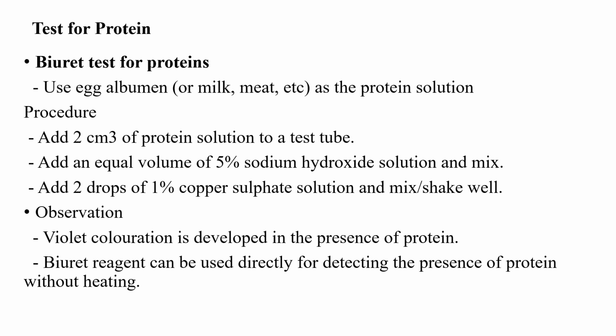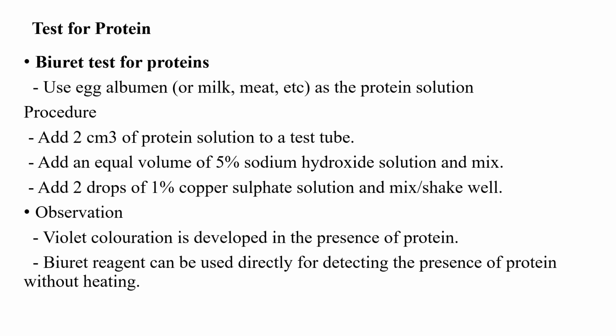You put it in a test tube. Then you add an equal volume of 5% sodium hydroxide, that is, the same volume as the protein solution inside the test tube, and you mix. Then you add 2 drops of 1% copper sulfate solution. Then you mix or shake well. A violet color will appear, and this shows that protein is present.